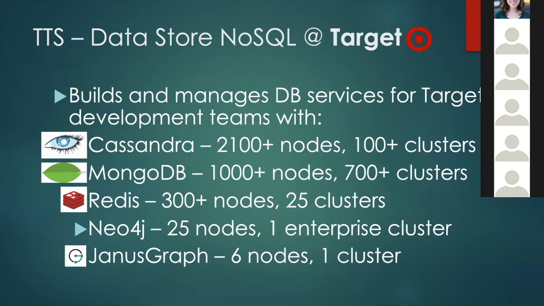All right, so what do we have for data store at Target? Oh man, the scale of what we work on is quite big. When it comes to Cassandra, we're managing 21,000 nodes, 100 plus clusters, and a whole bunch of other things, as you can see from this slide here. And this isn't necessarily all of the databases that we handle for NoSQL at Target, because it's entirely possible for another team to go and create their own clusters, but this is what we handle under our team specifically.